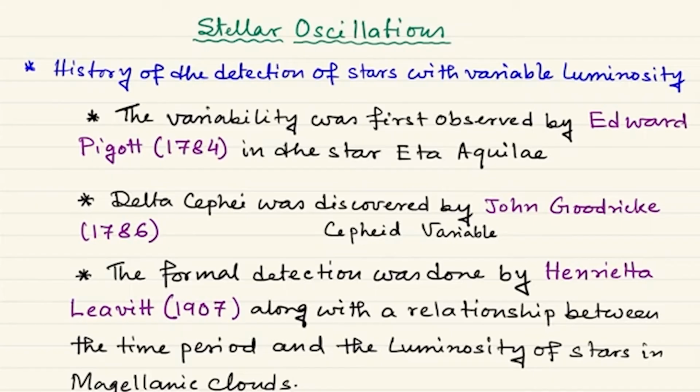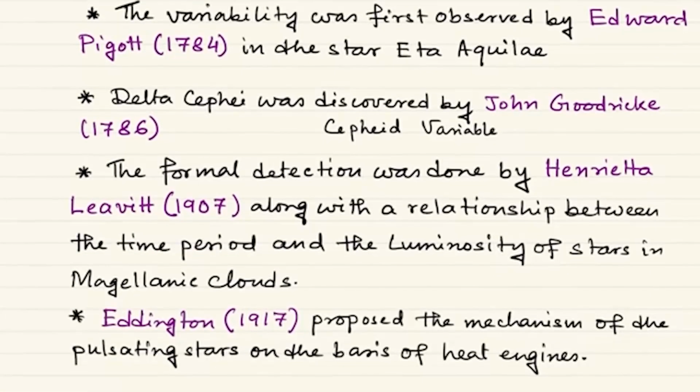That was the story for the old part of the detection, but the formal detection was done by her, and she is called the pioneer of detecting these Cepheid variables. That was done by Henrietta Leavitt in the year 1907. When she detected them, she came up with a relation between the time period and the luminosity of the stars for the Magellanic clouds. That she did in the year 1907.